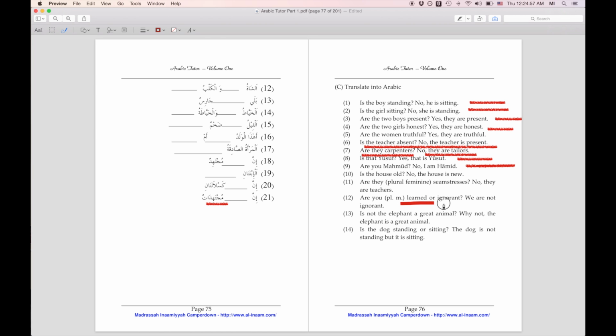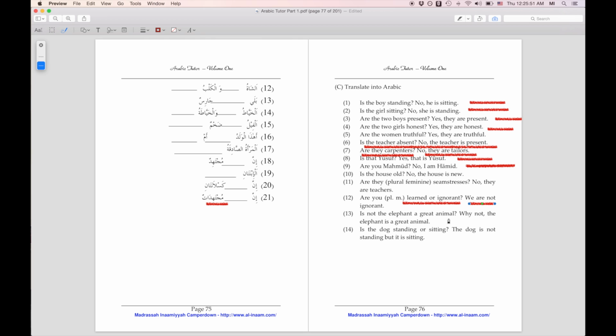Number 12. Are you plural male learned or ignorant? That's a very blunt question. أأنتم معلمون أو جاهلون؟ We are not ignorant. There's no la over here, but we'll say نحن ما نحن. Oh, okay, I see. When you use no, it'll be la, but if you don't use the no, you could just negate it with the ba and ma. So ما نحن بجاهلين. So جاهلون جاهل جاهلان جاهلون. It'll be جاهلين. Again, the answer is we are not ignorant. ما نحن بجاهلين.